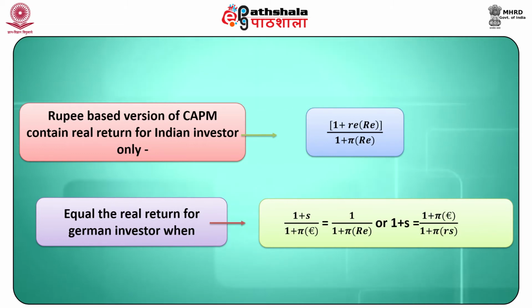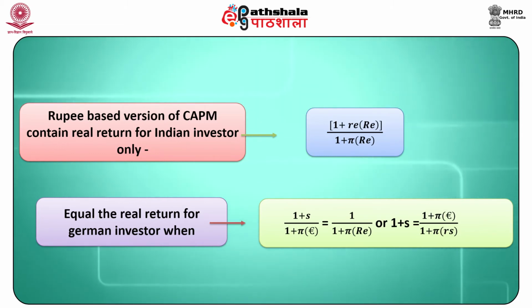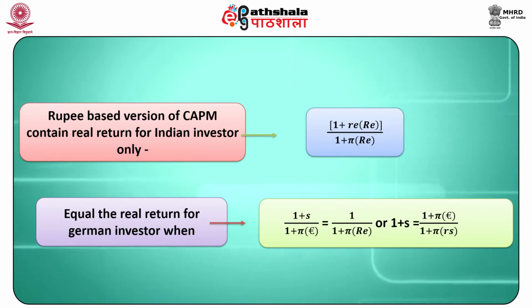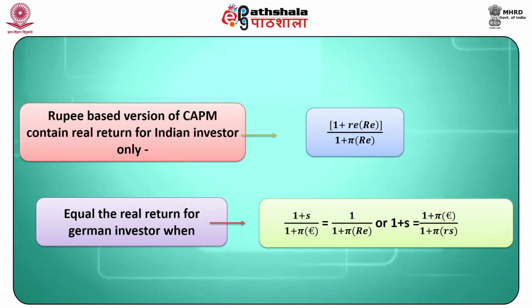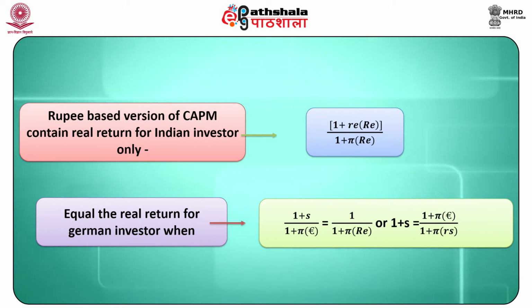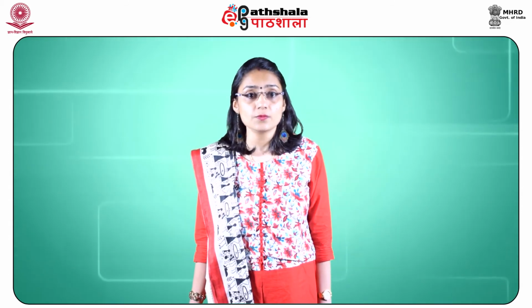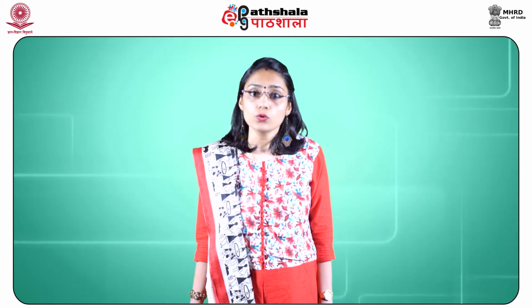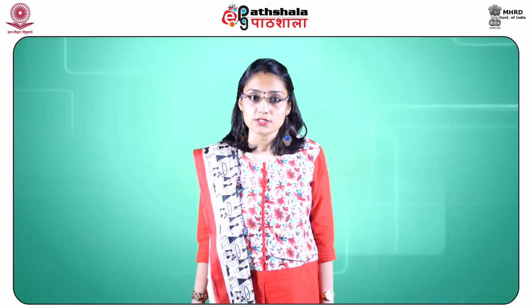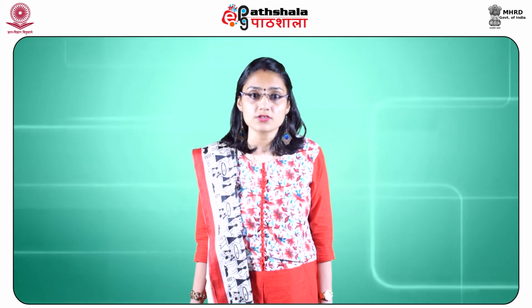This equals the real rate of the German investor when 1 plus S divided by 1 plus pi in euro is equal to 1 upon 1 plus pi in rupees, or 1 plus S is equal to 1 plus pi in euro divided by 1 plus pi in rupees. In other words, the real returns for the Indian-based and German-based investor are identical only when purchasing power parity holds. However, in practice, CAPM is mostly applied using nominal returns.